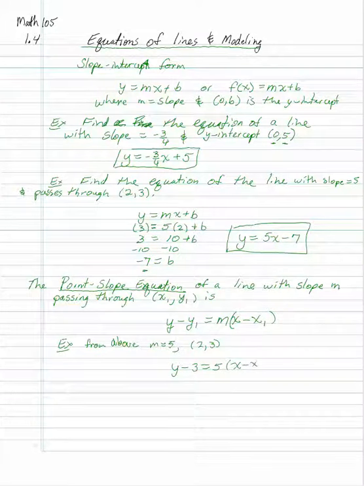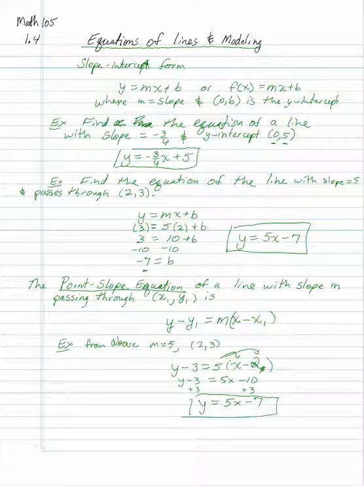minus x1. Now, there's no instruction saying write the equation in slope-intercept form. I'm done. Oops. No, I'm not. I got to write 2 here. Now I'm done. But typically we put it in slope-intercept form, so you're going to distribute the 5. So you get y minus 3 equals 5x minus 10, and then you want to get y by itself, and you get the same equation we got above.